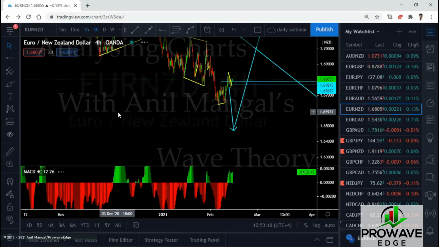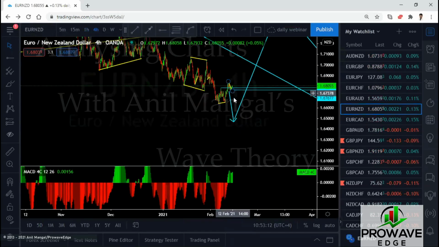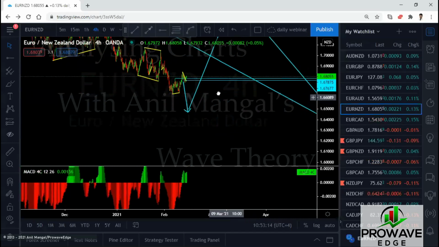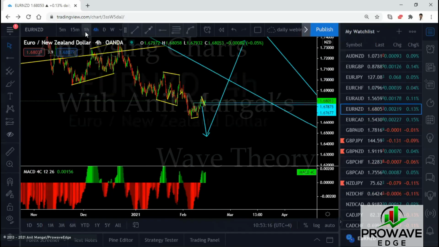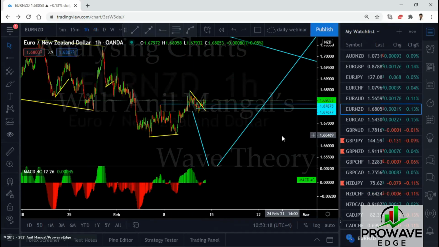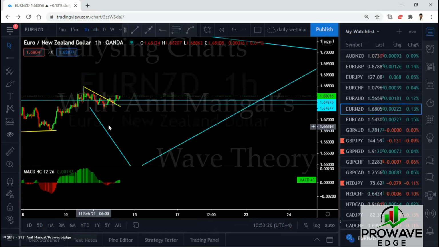I showed you this already, that we were expecting it to go a little more down here and then, being a very complex pattern, let's wait and see. Go back here and let's wait and see what we get. We don't have any trade setups right now.